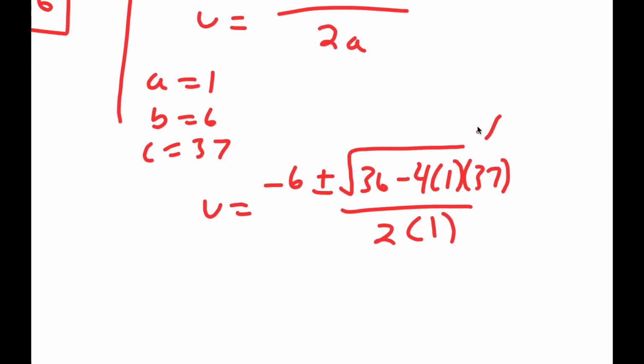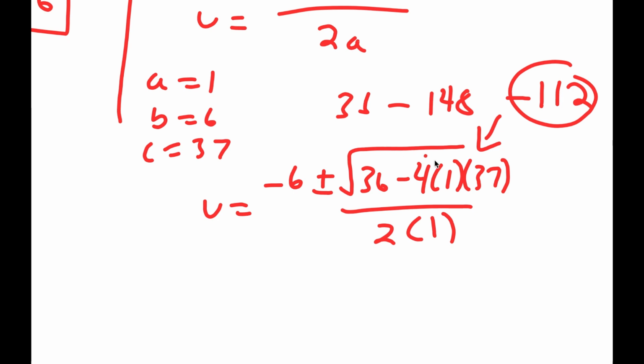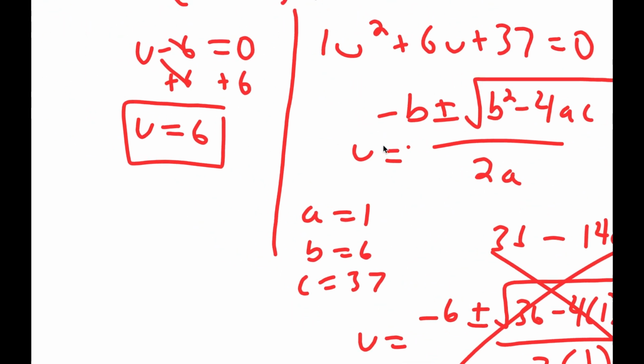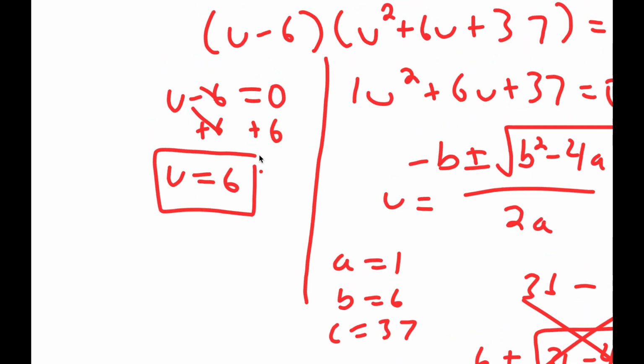But notice how in our square root here, we get 36 minus 4 times 37, which is 148. And 36 minus 148, that's going to be negative 112, which is a negative number. And you can't take the square root of a negative number. So this has no solution, and my only solution is u equals 6.